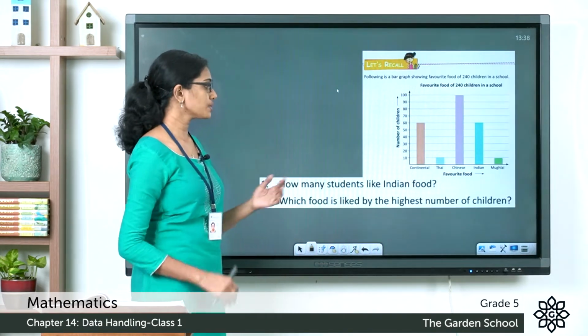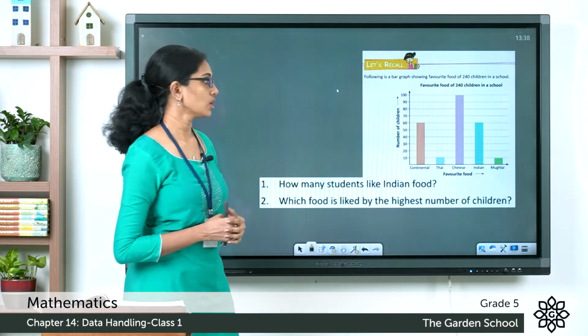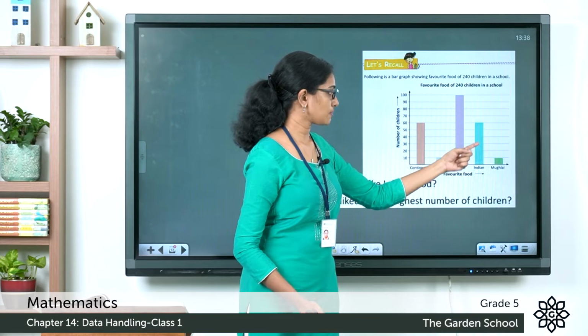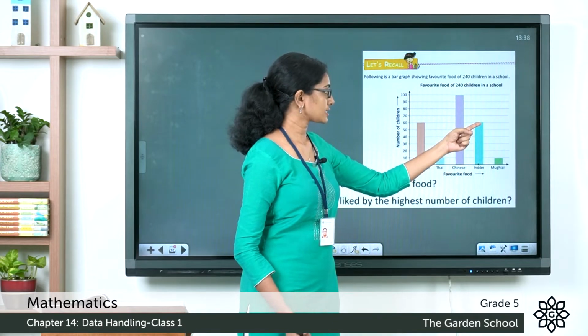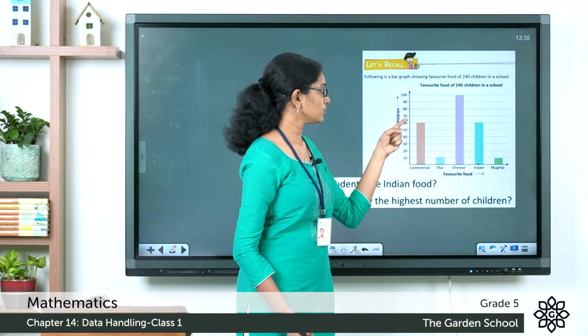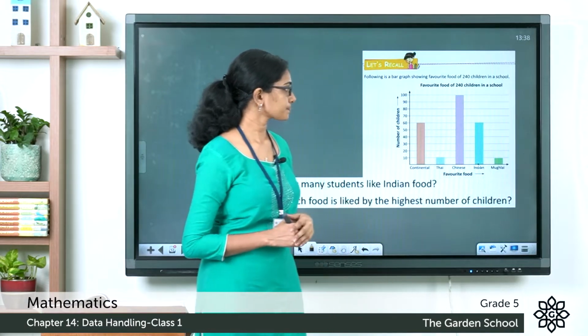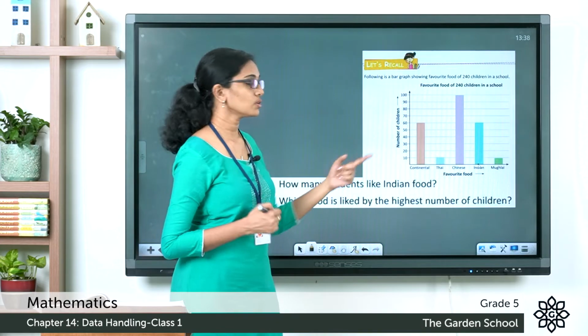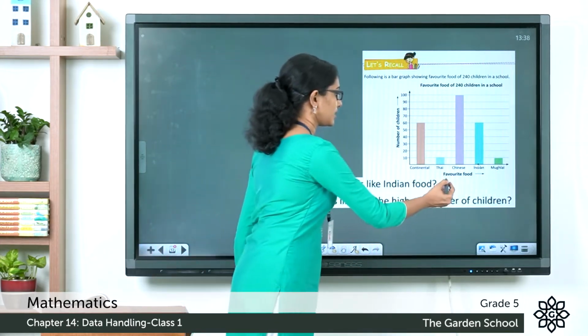The first one, how many students like Indian food? So let's check the bar corresponding to Indian food. This is that bar, and this bar has a height equal to the value 60 here. So the number of students that like Indian food is equal to 60. So let's write 60 here.